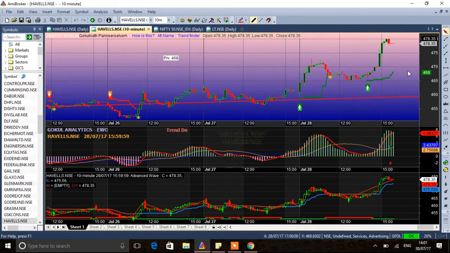So we should combine some 2 to 3 formulas, and we should take decisions on our own. We should not follow any buy or sell signals.